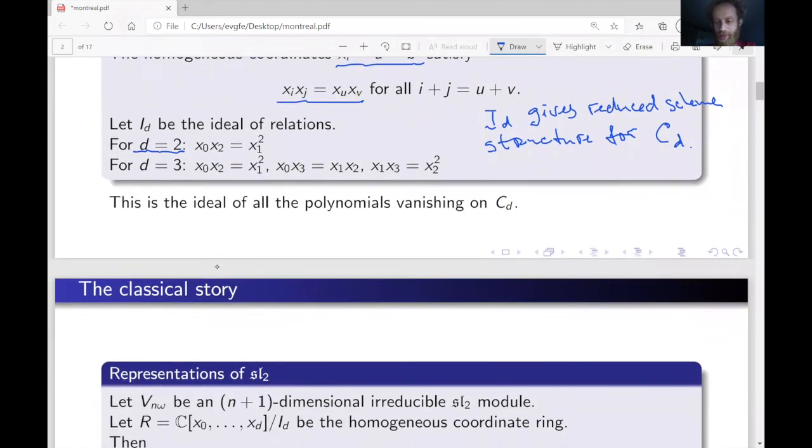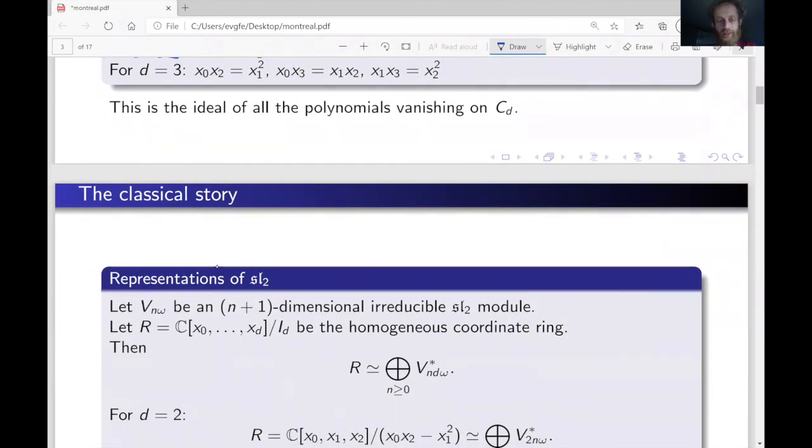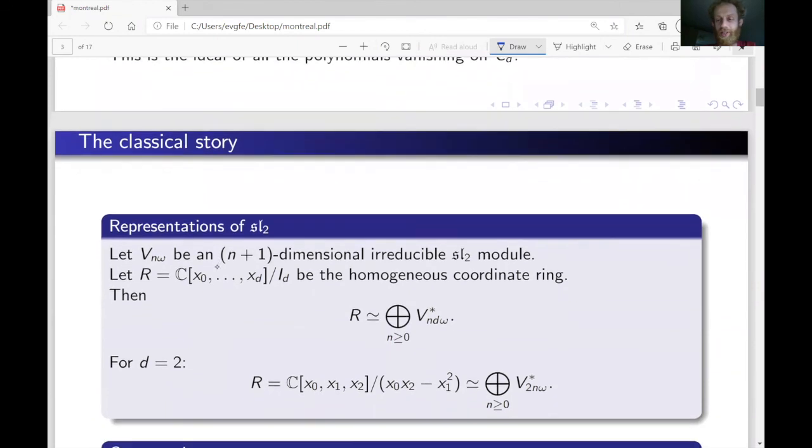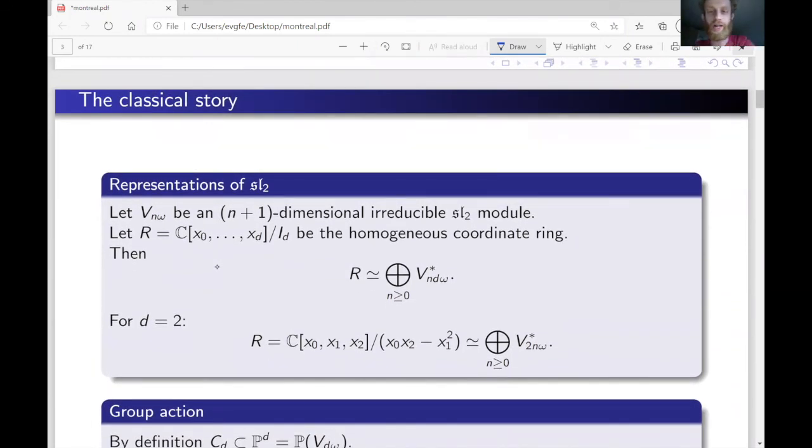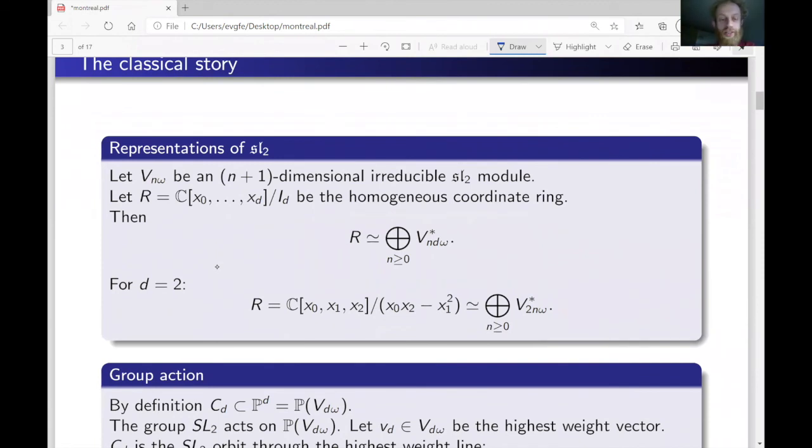Okay, so let's go further. Let me once again make this request to ask and to react as much as possible. It's much easier than to kind of have contact with people. Okay, so let me make a link to the representation theory.